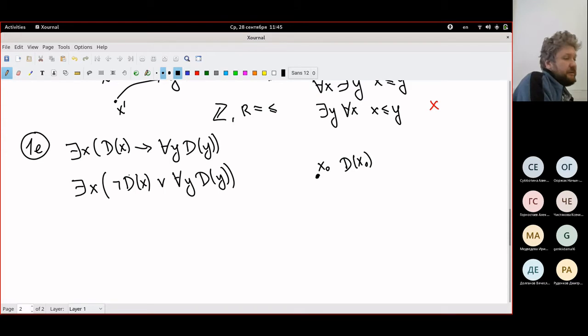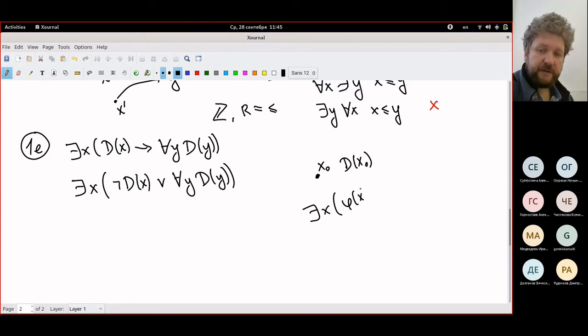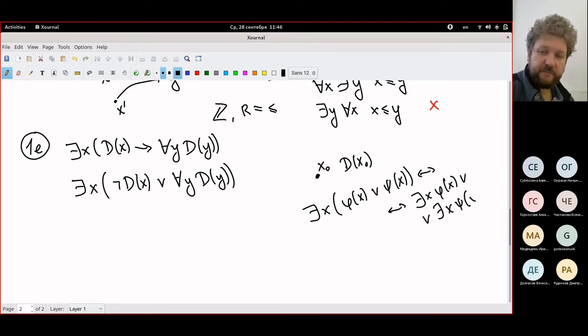But actually, you can look at this thing: there exists x, phi of x or psi of x, is the same as there exists x, phi of x, or there exists x, psi of x, right? It isn't the same x. It could be the same, it could be not the same. You see that it's a bound variable. So I claim that this is equivalent to the following.